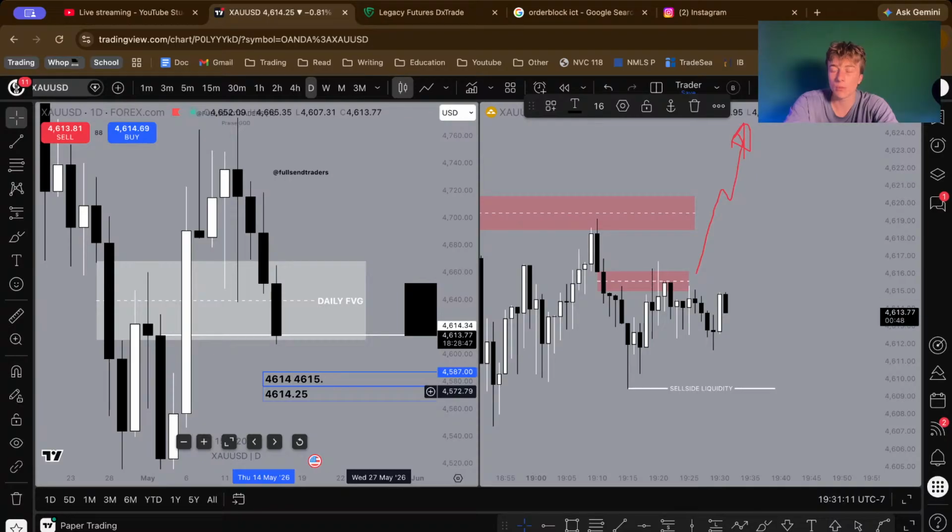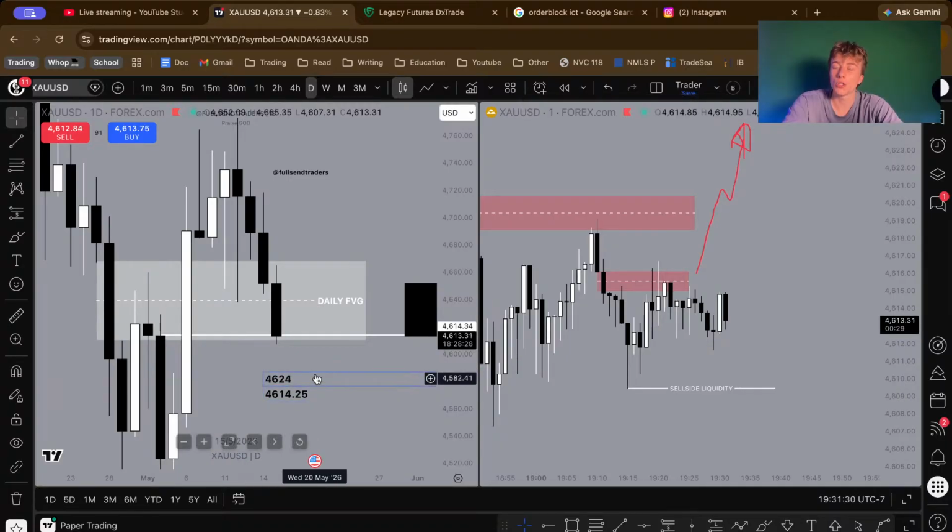Every 1 tick is made up of like 10 or 100 of these, so 10, 20, 30, that doesn't matter. You pretty much just look at the last number. Every time it goes from 4614 to 4624 or 4634, that's going to be 10 ticks, and then this number is going to be 100.